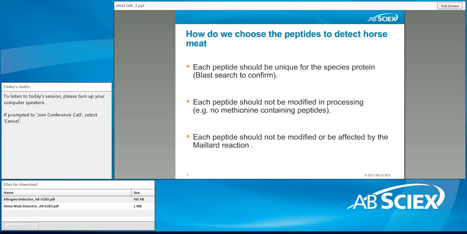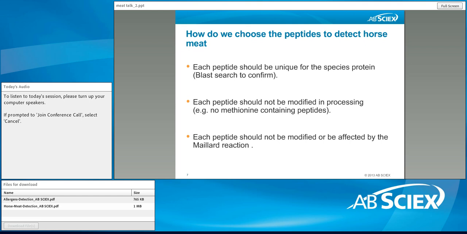And then I double-checked all these sequences against the literature to confirm they were unique. So the peptides I chose for horse meat were unique to the horse species, and were not found in, for example, beef, lamb, pork, chicken, or in some cases even rats, because rats can be an issue sometimes in certain countries in meat manufacturing.